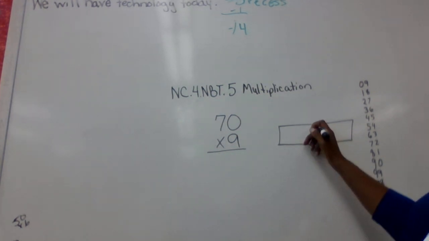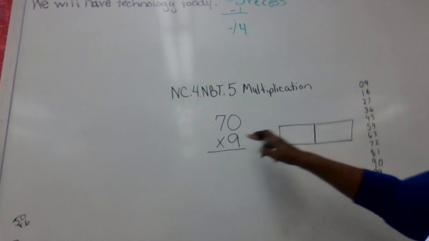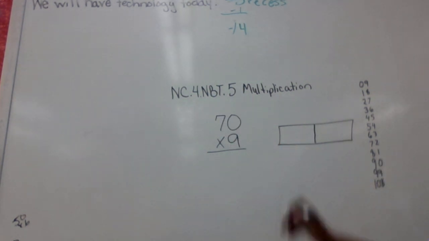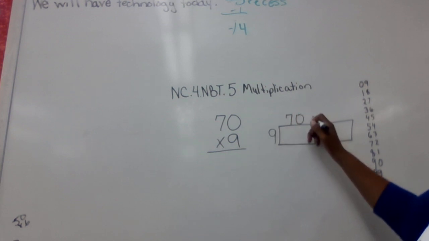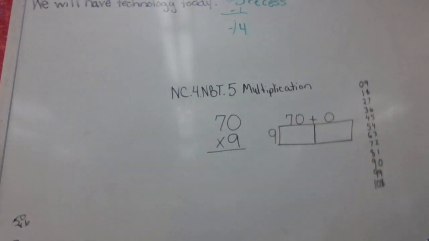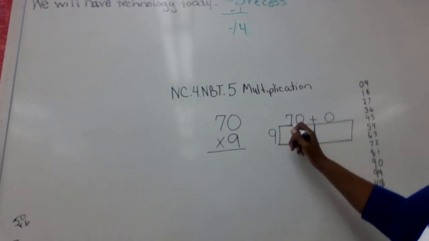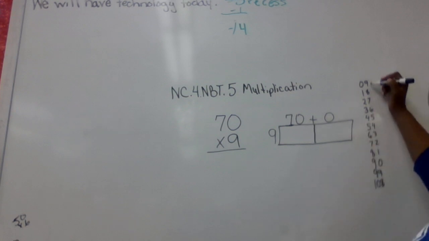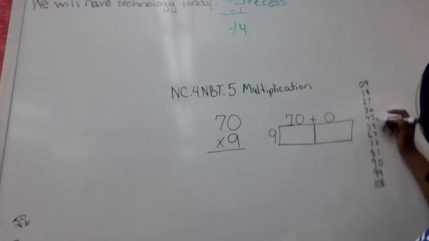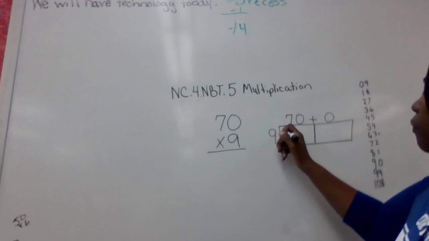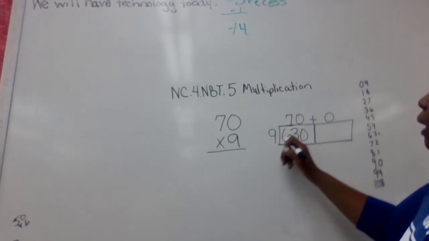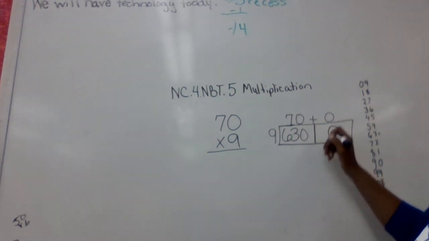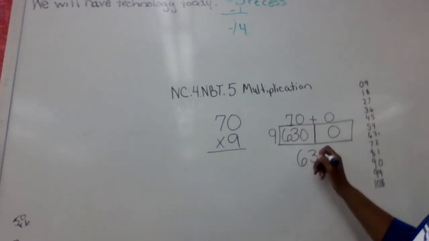Okay? So we're going to put our line through the middle because we have 2 digits here. Okay? So 9 is what we're multiplying by. And our expanded form is 70 plus 0. And we have our 9s. We're going to go down. You guessed it. 7. 1, 2, 3, 4, 5, 6, 7. And we're at 63. Drop that 0 straight down. 9 times 0, 0. So we have 630.